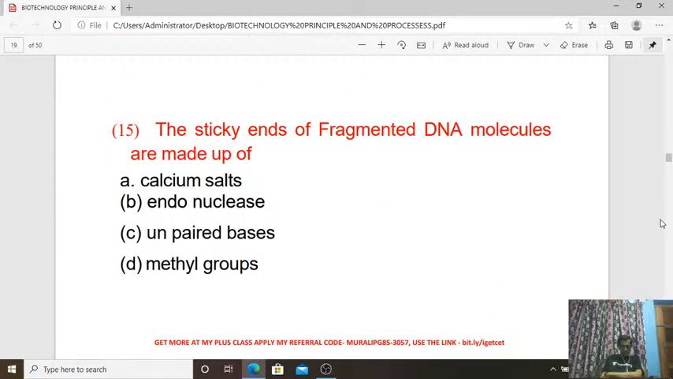Next, question number 15. The sticky ends of fragmented DNA molecules are made up of what? During restriction endonuclease action, sticky ends are formed. Which molecule is that sticky end made up of? Prekshita, do you know the answer? The answer for the 15th question is D, methyl group. Methyl group is A, okay.